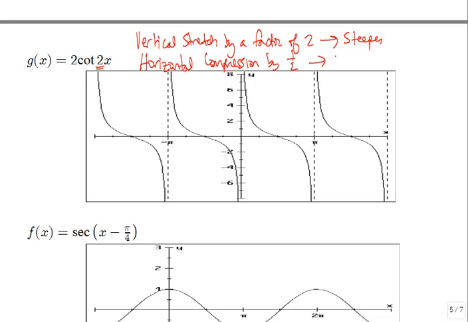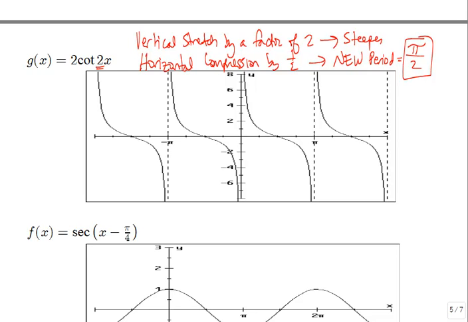So that causes us to have a new period. Same formula applies that we used for tangent. You take the normal period for tangent, which is pi, and we're dividing it by this b. So this time our new period is pi over 2. So how do we want to figure this out?